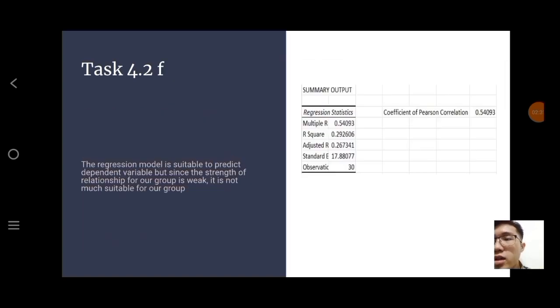For task 4.2f, the regression model is suitable to predict the dependent variable. But if we refer to the table on the right, we can see that our dataset relationship is very weak, lower than half, at 0.29. From that we know that the strength of the relationship for our group's dataset is weak, and hence we can say that the regression model is not suitable for the dataset of our group.